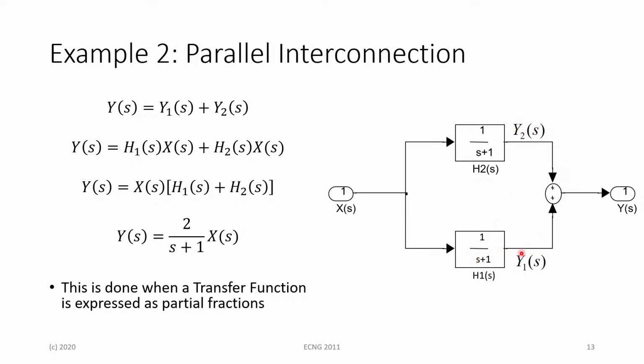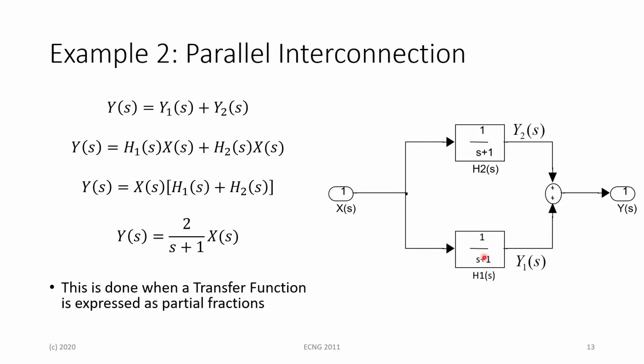And then we resolve what y1 of s is going to be in terms of the input signal x of s, as well as the same for y2 of s. So we say y of s is going to be the summation of y1 of s plus y2 of s, because the summation junction here has positive signs. And then we say, okay, what's going to be y1 of s? So y1 of s here is going to be x of s multiplied by h1. So we get that here. And then for y2, we get x of s multiplied by h2 of s as of such.